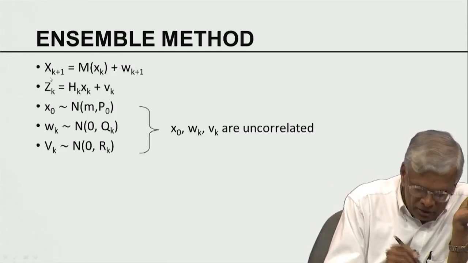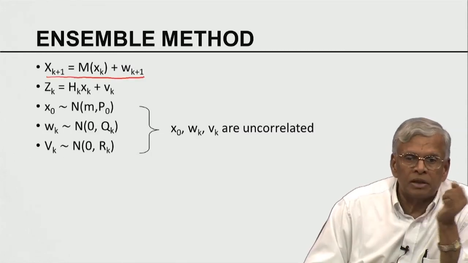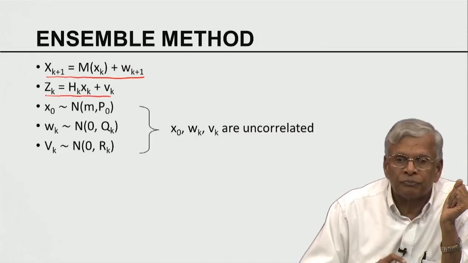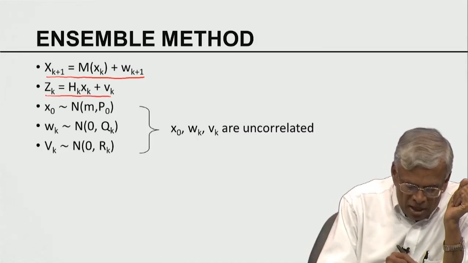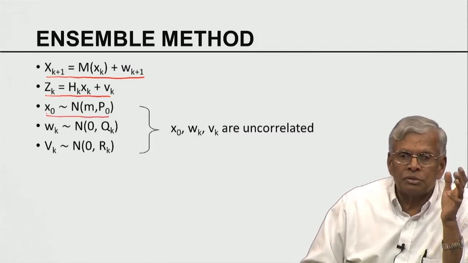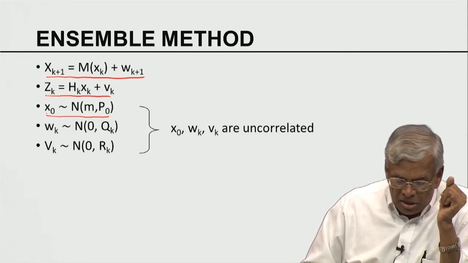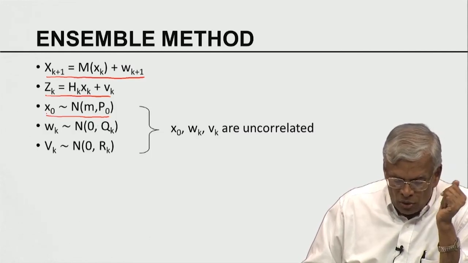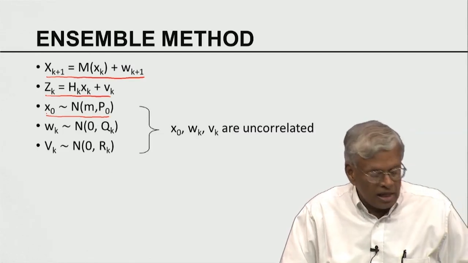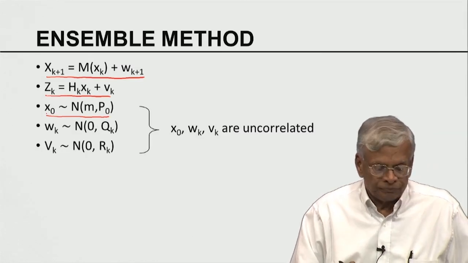Let us assume I have a stochastic model. That means I have a model code that somebody has developed, and I have an observation. X naught has the standard form: X naught is normally distributed with mean m and covariance P naught. W_k is mean 0 with covariance Q_k, and V_k is mean 0 with covariance R_k. We also assume X naught, W_k and V_k are uncorrelated. These are the properties of the model, and also of the observation.